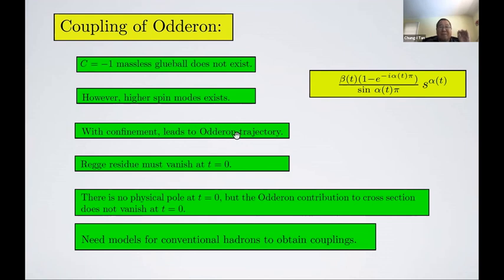So do you know what is the highest spin? Start from 3, 5, and 7. Okay. Within the model, we can calculate that, the glueball mass.